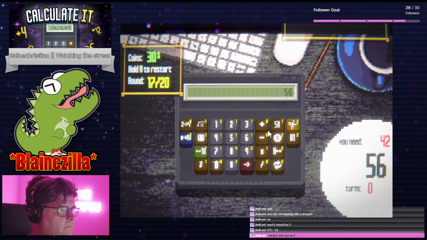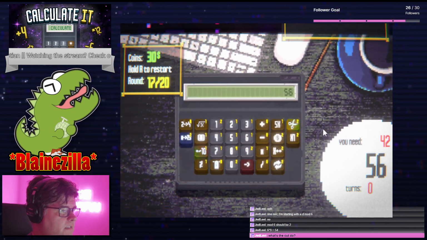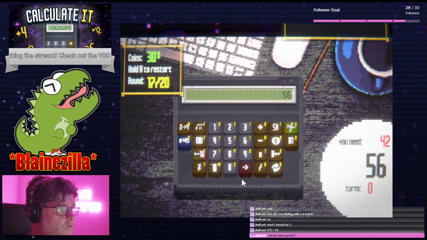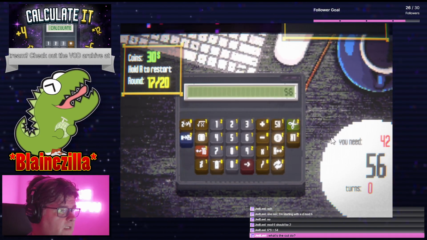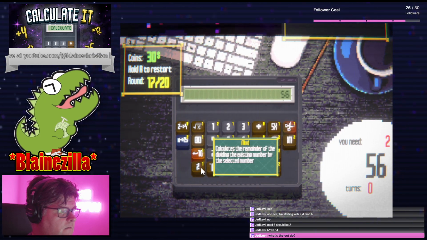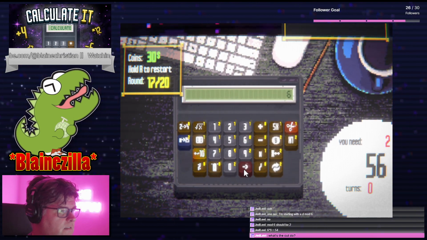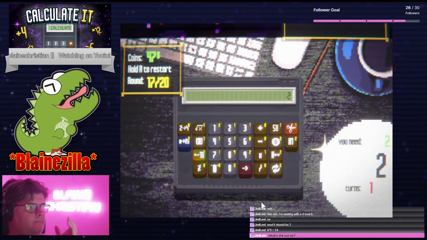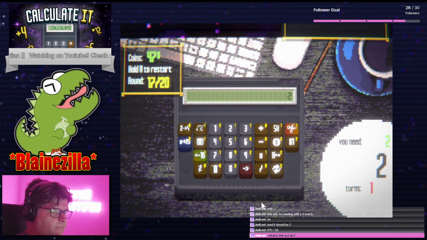So cut mod 6. It's also one turn, so we should get a ton of money for it. I think that's as good as it's going to get. Let's do that. Cut mod 6. Good job.